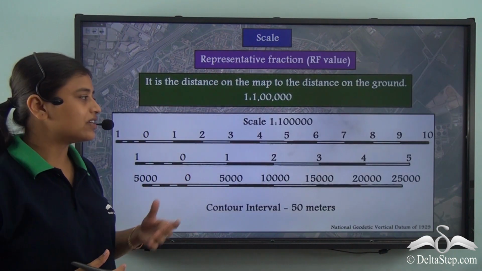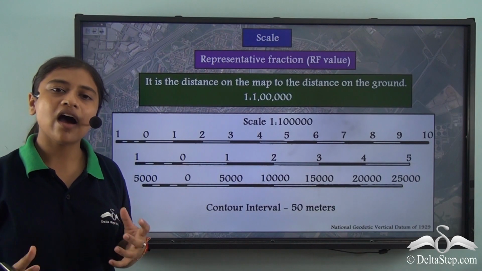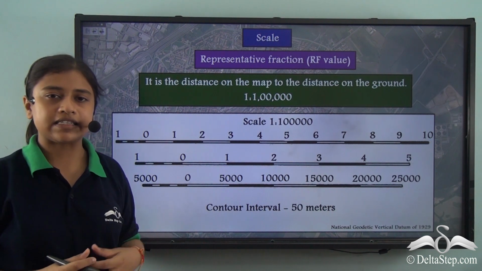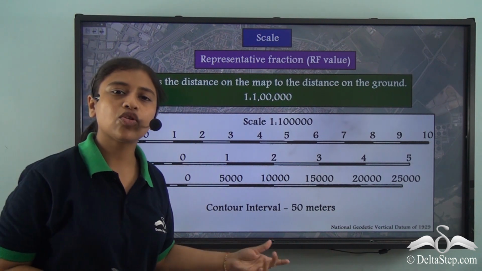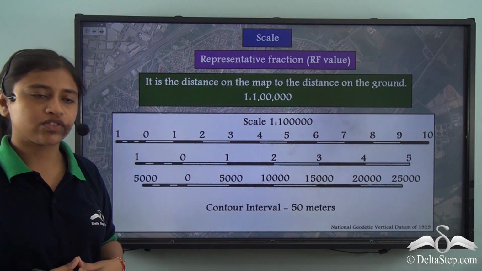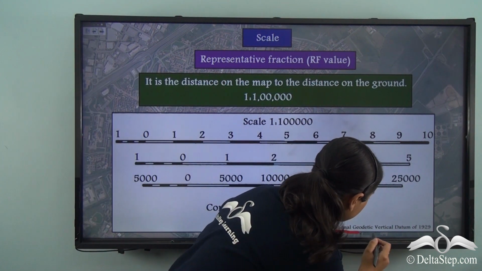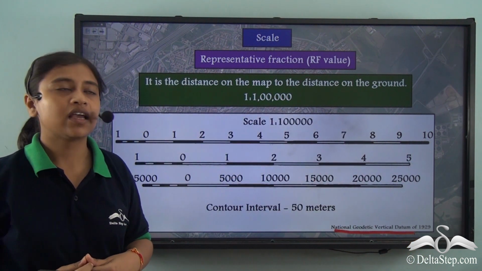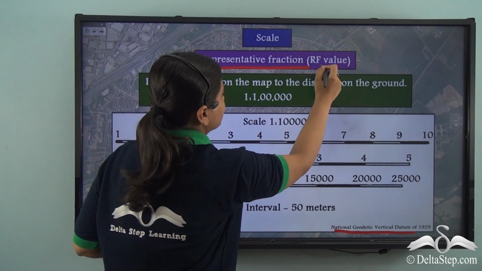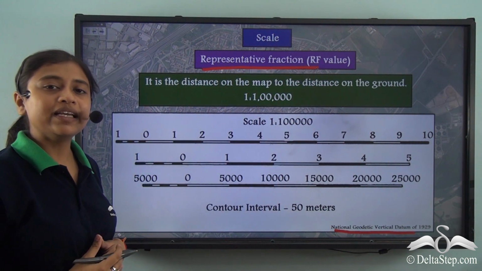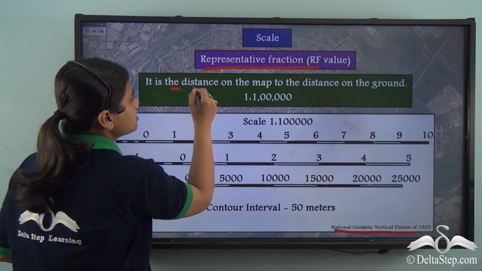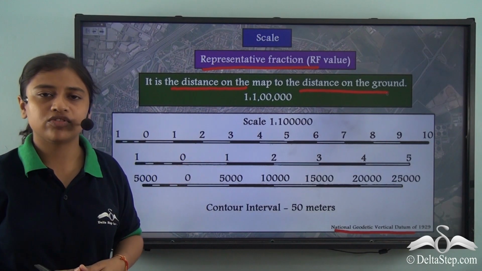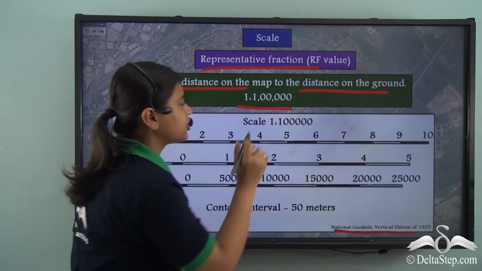Here we have a scale which represents an RF value. These scales usually have a contour interval and they also have a source. This scale has been sourced from the National Geodetic Vertical Datum of 1929. The representative fraction, or the RF value, is defined as the distance on the map to the distance on the ground. In our previous example also, we saw this particular ratio.